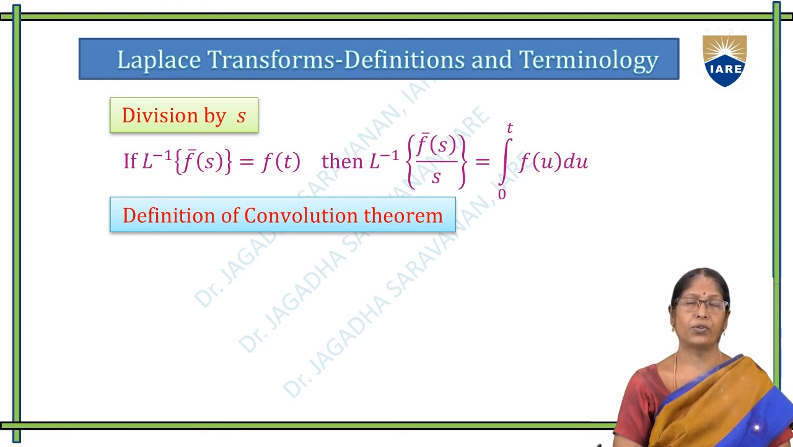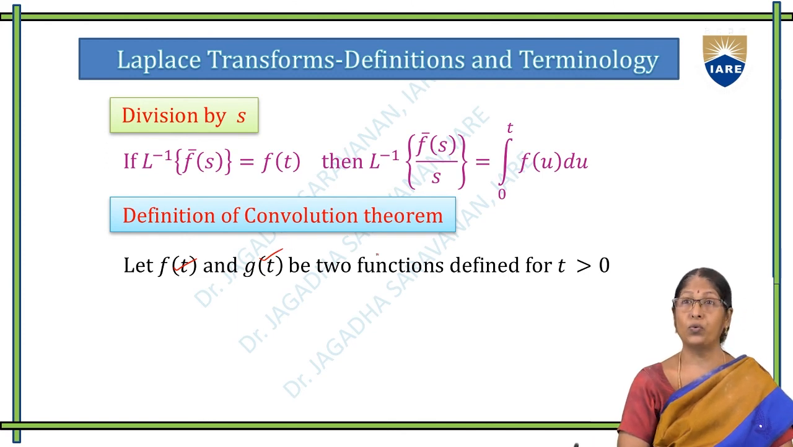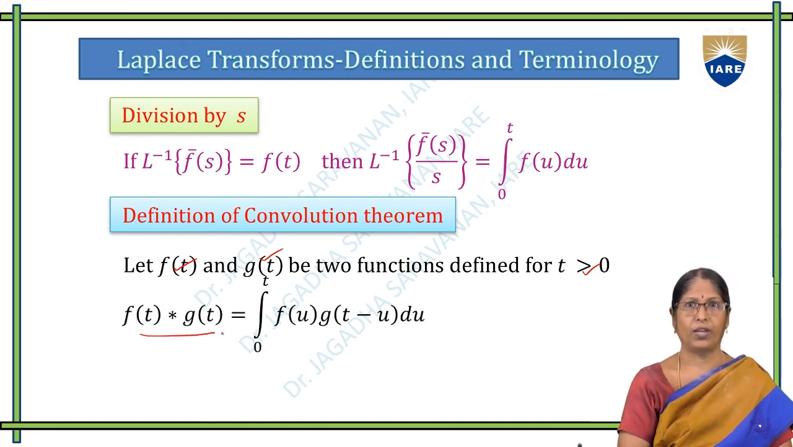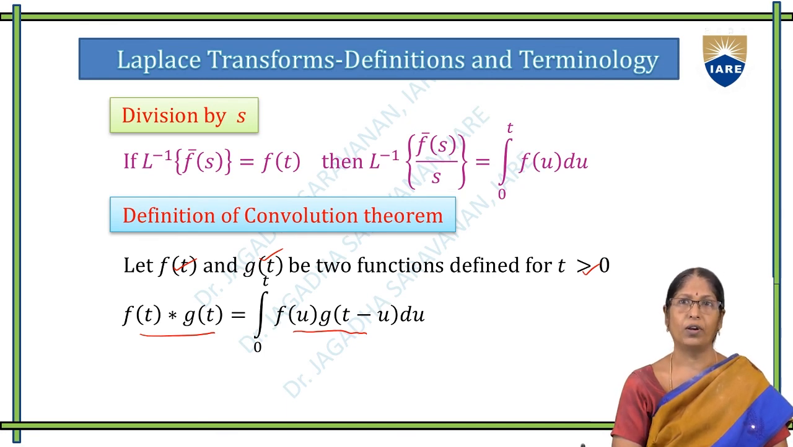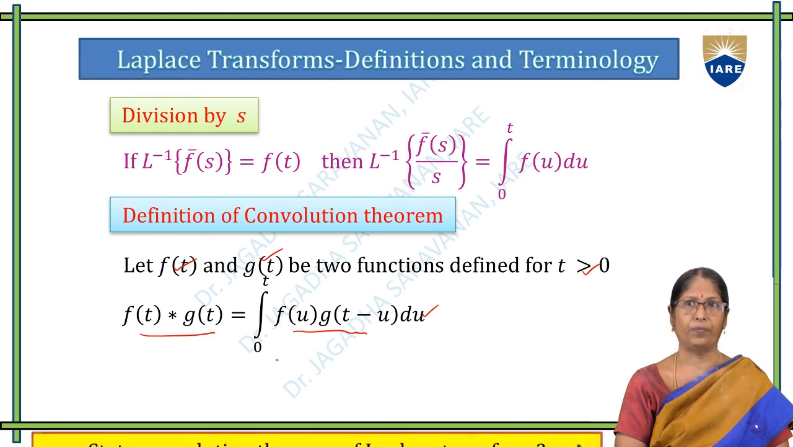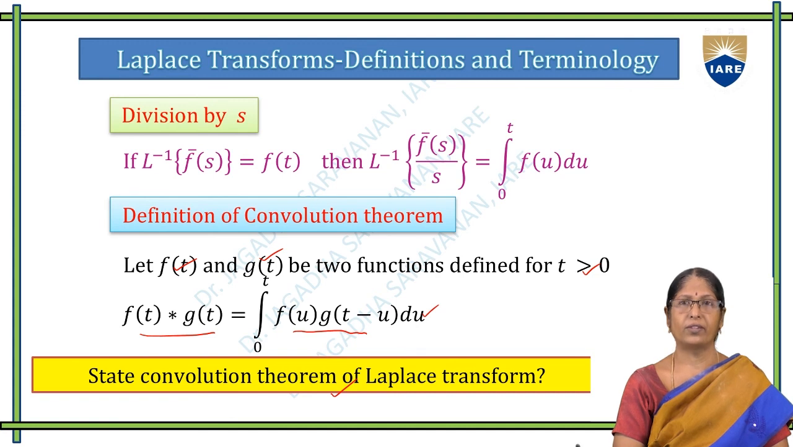Next is the definition of the convolution theorem. f of t and g of t are two functions which are defined where t is greater than 0. So we can write here the product of f of t and g of t. The formula is f of u and g of t minus u du, and we are doing the integration with respect to u from 0 to t. So, what is a question we can ask? State convolution theorem of Laplace transform.